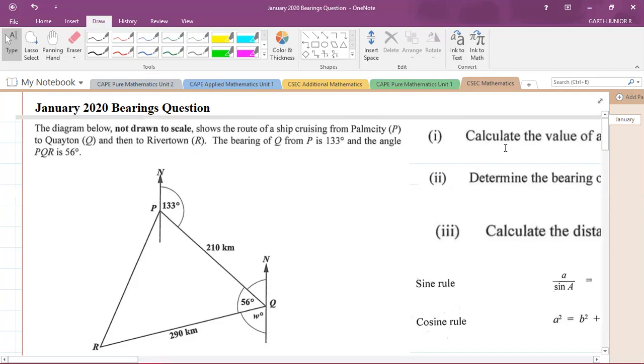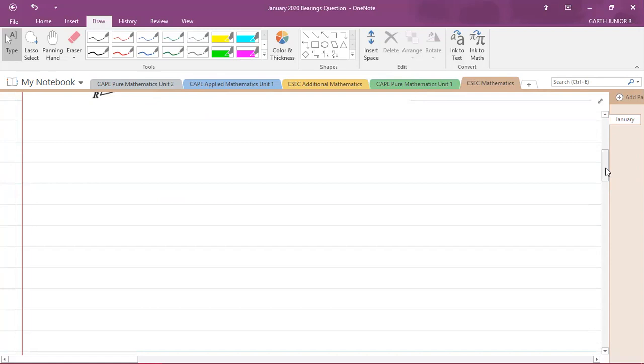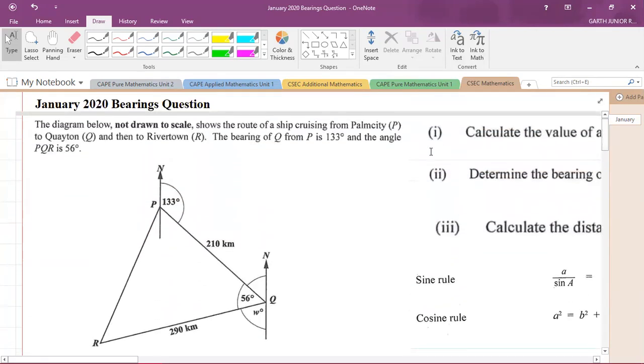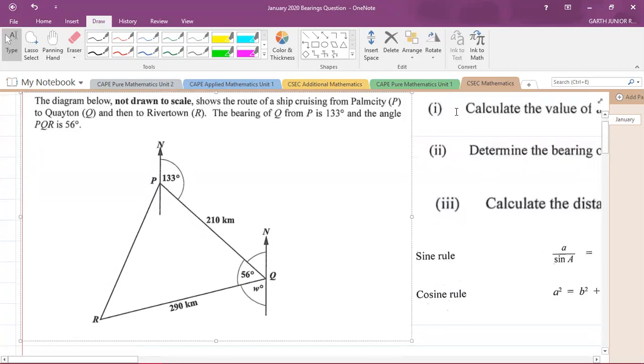So here we have our question. It says the diagram below, not drawn to scale, shows the route of a ship cruising from Palm City, P, to Quayton, Q, and then to Rivertown, R. The bearing of Q from P is 133 degrees, and the angle PQR is 56 degrees, as you can see from the diagram.